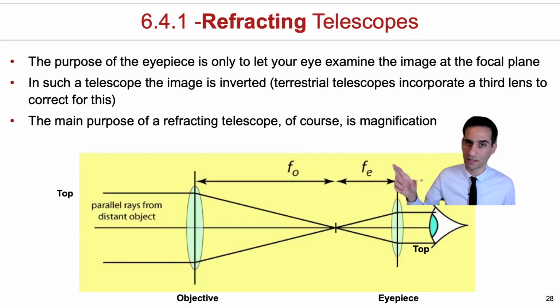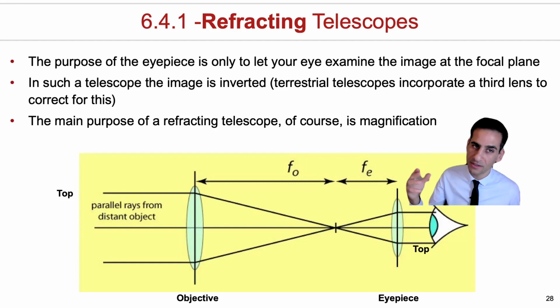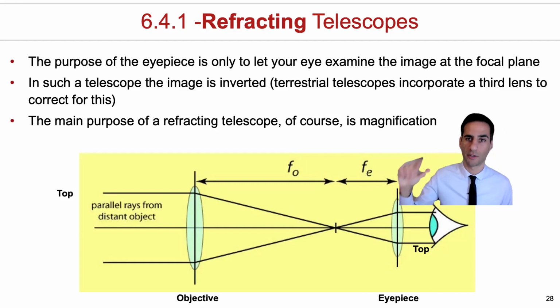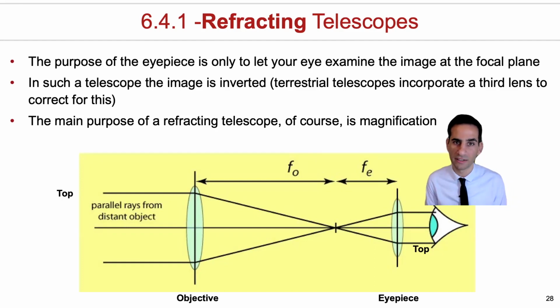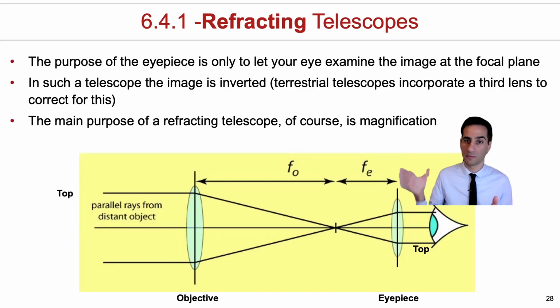But if you have it like this, then you will be able to see the image, but the image will actually be inverted. In order for you to see the image without being inverted, you can actually incorporate a third lens that will actually flip the image again. And the main purpose of refracting telescopes is really just magnification.